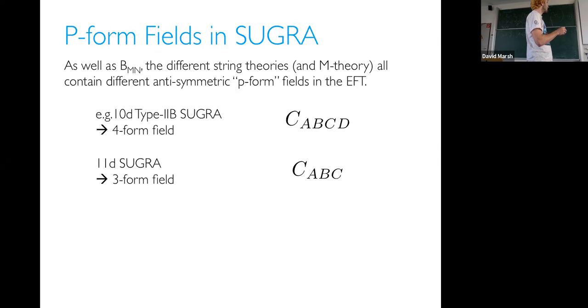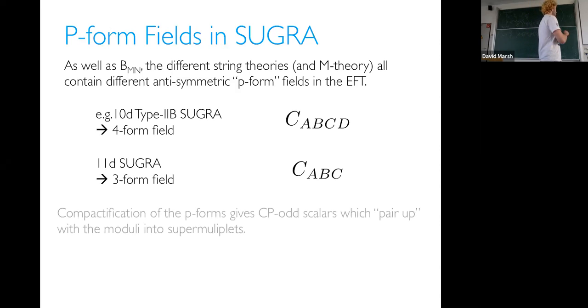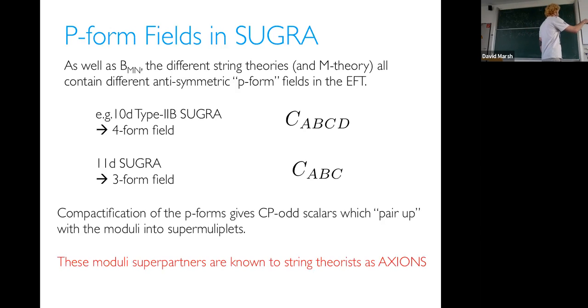11-dimensional supergravity, what we describe as M theory, has a 3-form field, a thing with 3 indices. And compactification of a p-form, just like compactifying the metric gave us scalar moduli, gives us CP-odd scalars, pseudoscalars, which end up pairing up the moduli into supermultiplets. And it's these partners, these things that come from compactification of p-forms, that string theorists call axions.